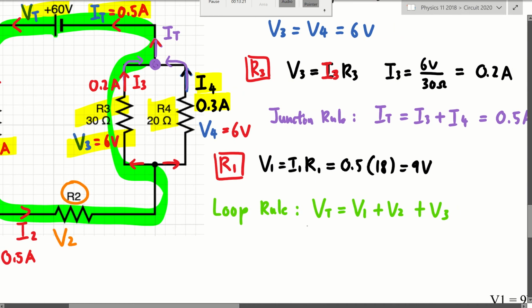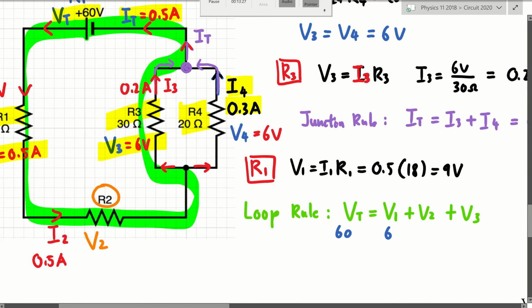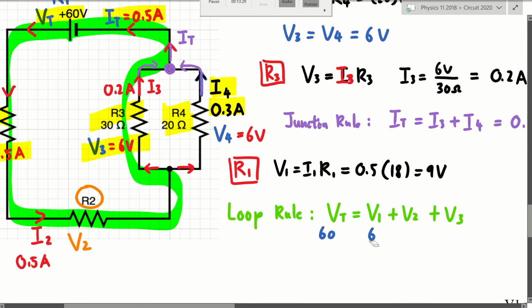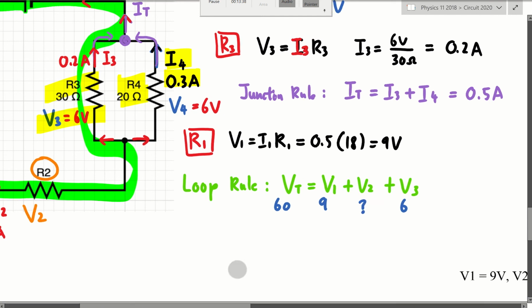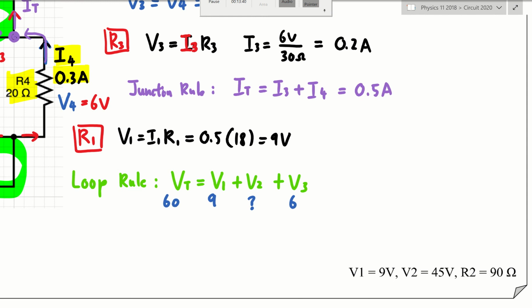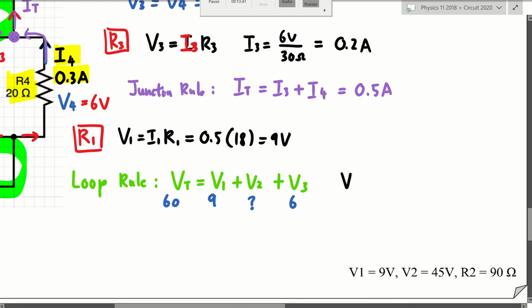Now, I pick up 60 pizzas. I drop 9 pizzas at customer number 1. I drop 6 pizzas at customer number 3. How many pizzas did I drop at customer number 2? 60 minus 9 minus 6, right? In this case, V2, which is another thing that the question is asking us to find, is 45 pizzas, 45 volts.